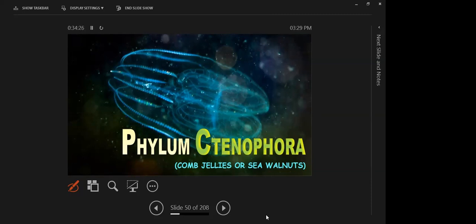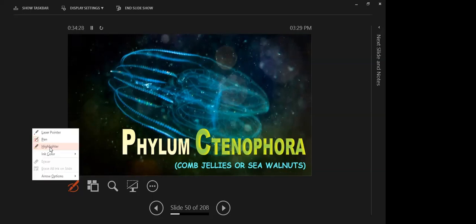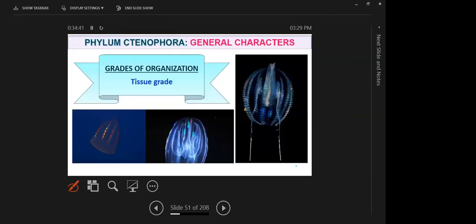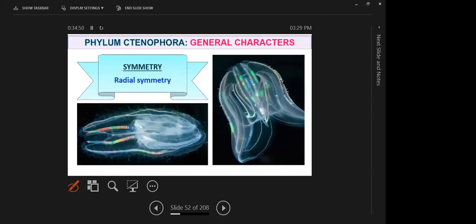So let's take comb jellies now. Comb jellies, also called sea walnuts. Why are they called comb jellies? They are at the tissue level of organization, with radial symmetry. This is how they look. You can see the transparent, comb-like structures.